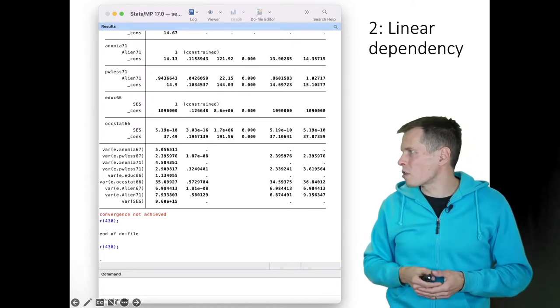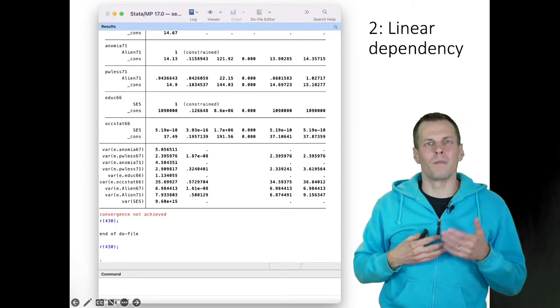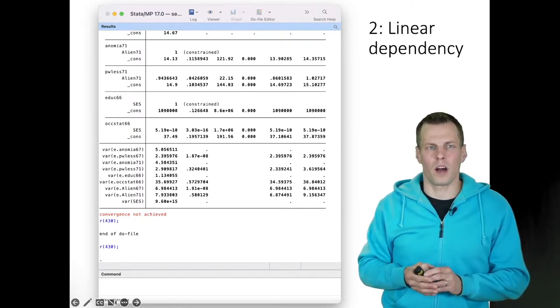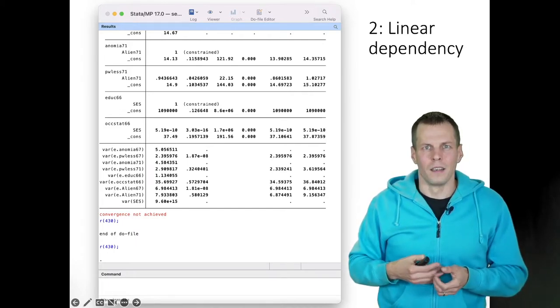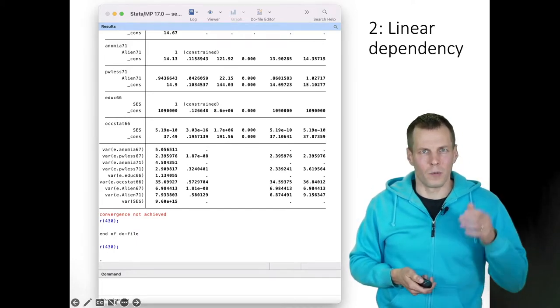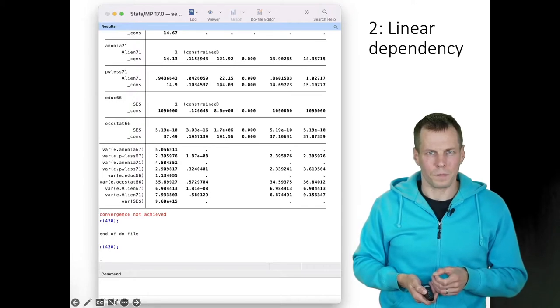So how would we go about troubleshooting this? This would be more of an identification kind of problem. So you might be looking at the Hessian matrix and a gradient vector to understand where the problem actually is.